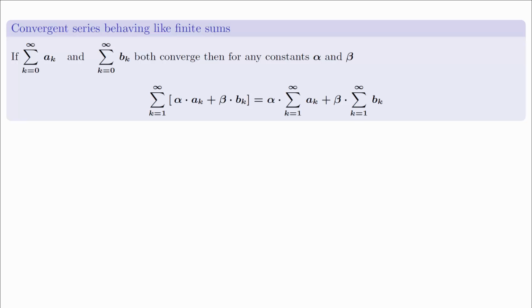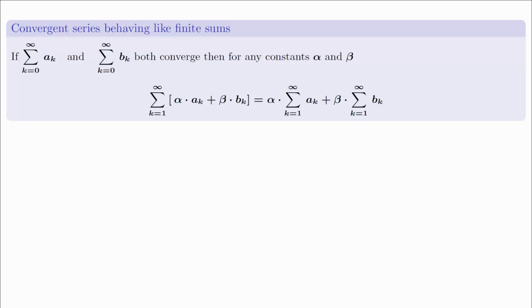One final observation. If the summation k equals 0 to infinity of a_k and the summation k equals 0 to infinity of b_k both converge, then for any constants alpha and beta, the sum from k equal 1 to infinity of the combined series alpha a_k plus beta b_k is equal to alpha times the summation of the a_k's plus beta times the summation of the b_k's.